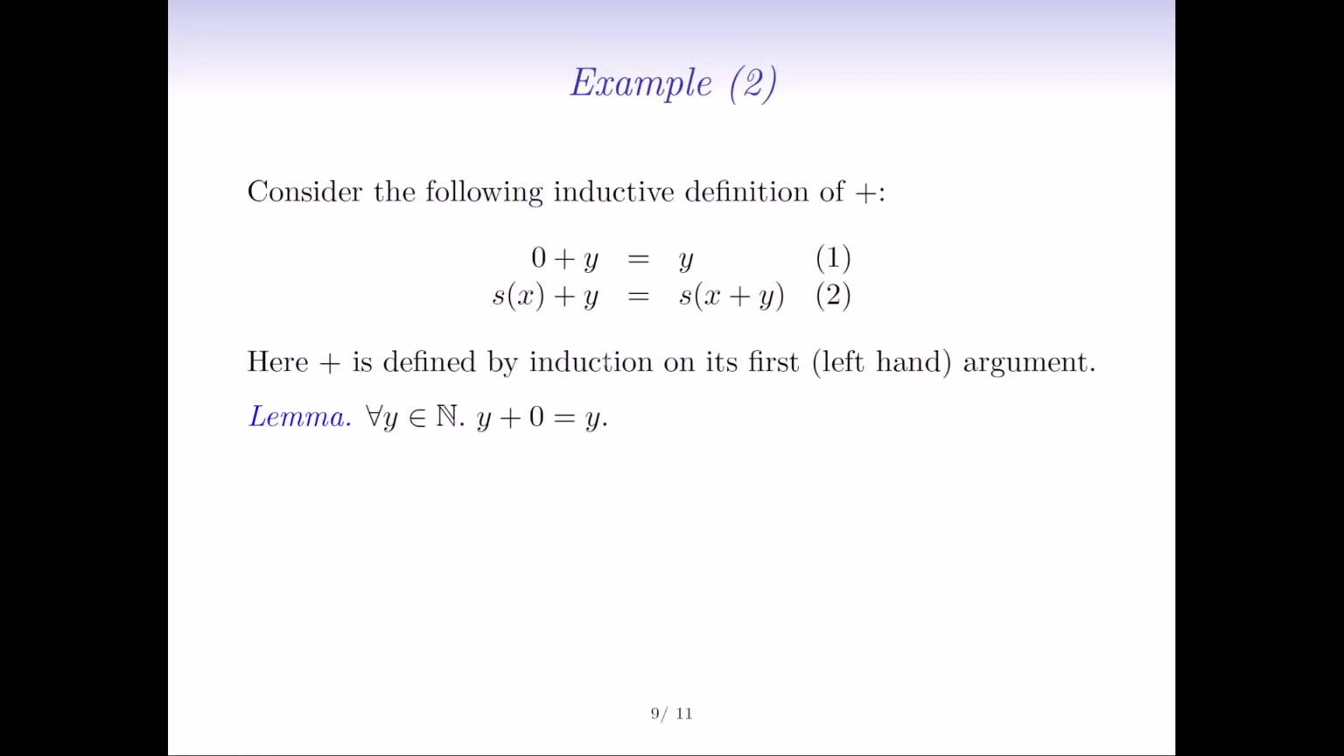Now let's prove a lemma about this definition. The lemma is that for all natural numbers y, y plus 0 is equal to y. Notice that this is not immediately implied by equation 1, because that says that 0 plus y is equal to y, and it's not obvious from this definition of plus that it is commutative.